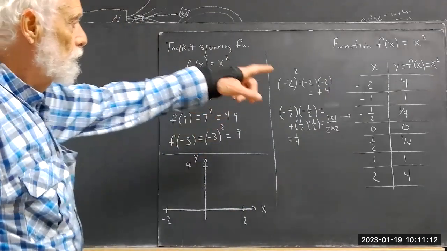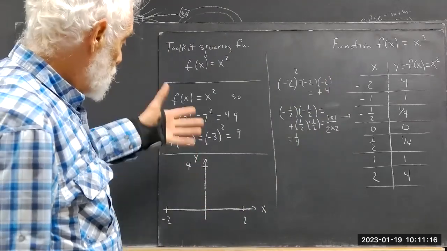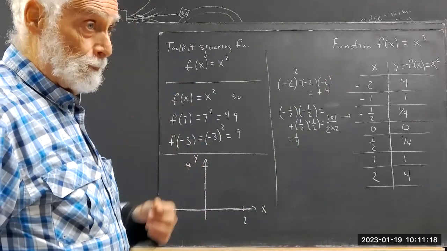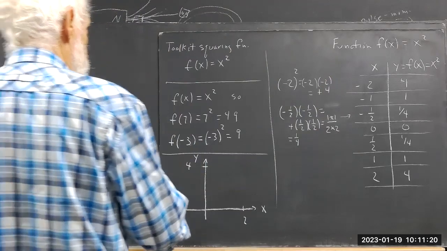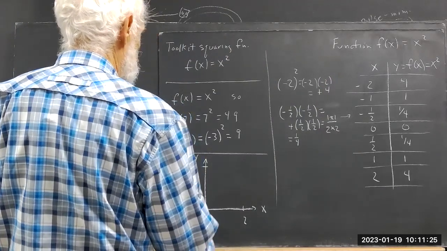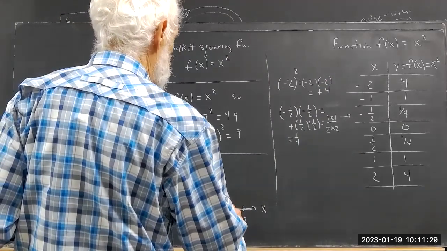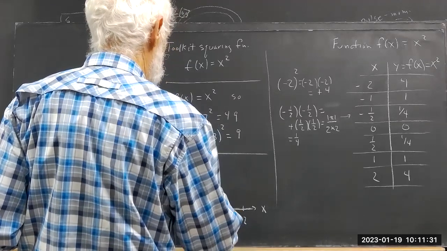And y values go from 0 to 4, right? I'm going to set my axes up this way. And we have -2 here. Where's -1? Well, it's halfway between -2 and 0. Here's -1. Halfway between 0 and 2, we have 1.